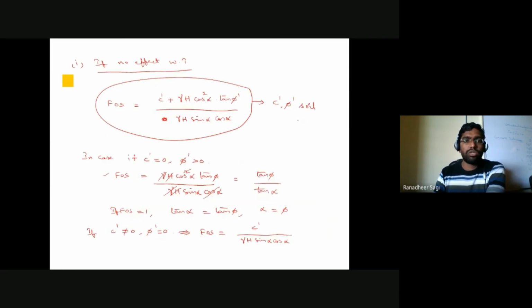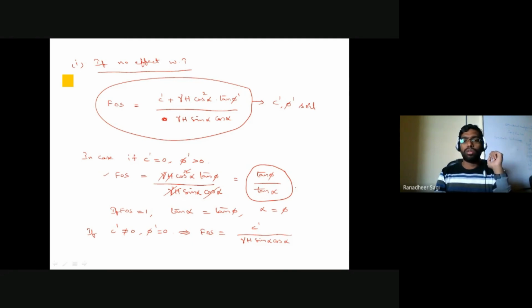So with no effect of water table, the expression for factor of safety is C dash plus gamma into H into cos square alpha into tan phi dash, divided by gamma into H into sin alpha into cos alpha. And here the condition is the C dash value of the soil is equal to 0. Once C dash is equal to 0, the expression for factor of safety is nothing but tan phi by tan alpha. So our objective is to find out alpha, given the factor of safety and given the phi dash value.